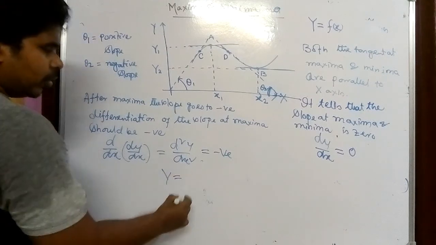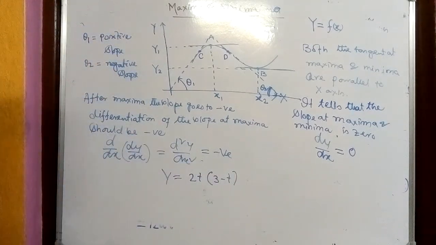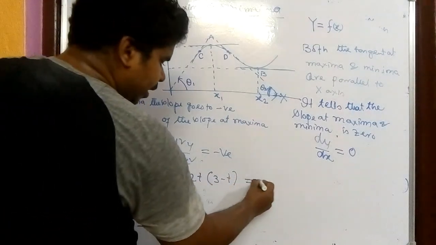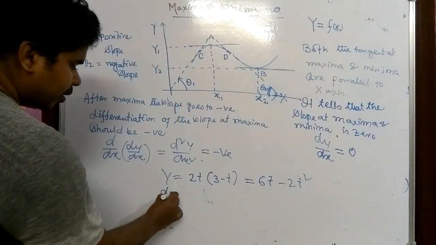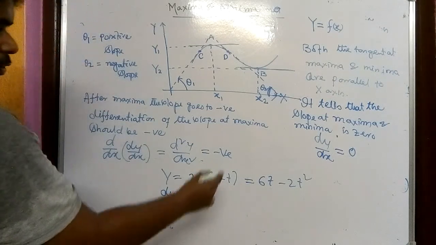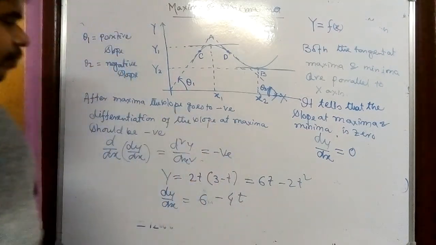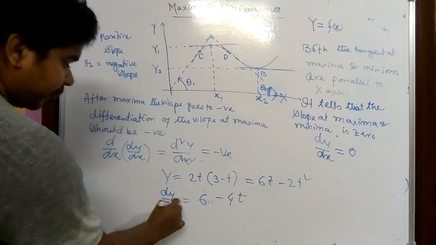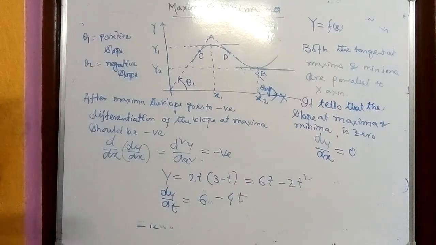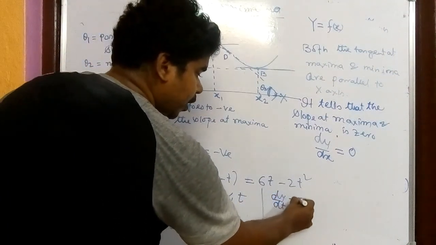Assume y equals 2t into 3 minus t. This is a function given to you, so we can easily multiply and say it is 6t minus 2t square. So let's differentiate it first. dy by dx, if I differentiate, it will come 6 minus 4t. Oh, I'm sorry, we are differentiating with respect to t, as the function is in t here. 6 minus 4t. So then what do we have to do? To find maxima or minima, dy by dt should be 0.